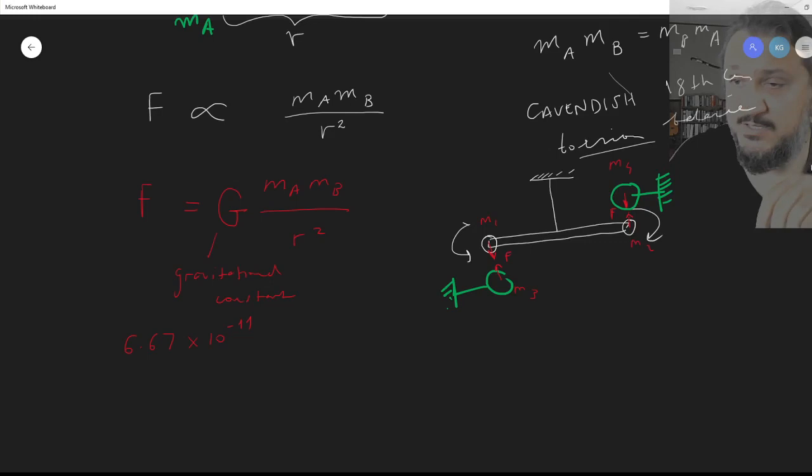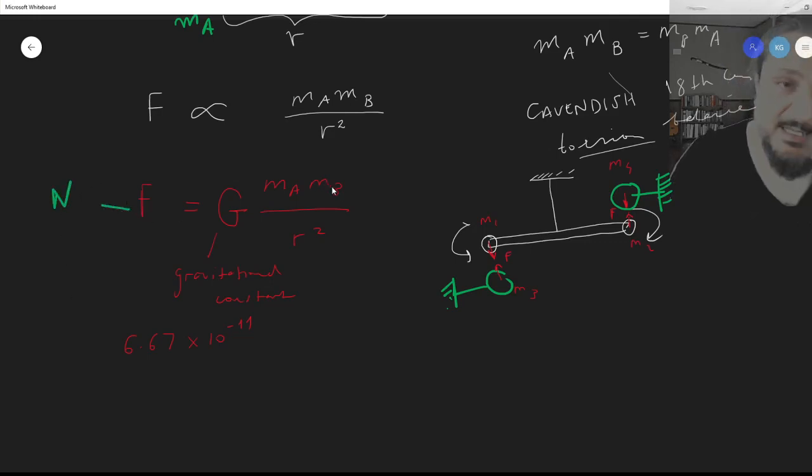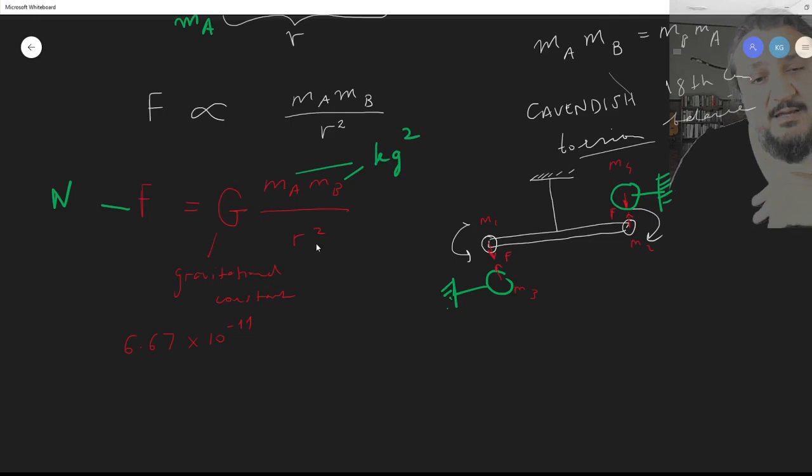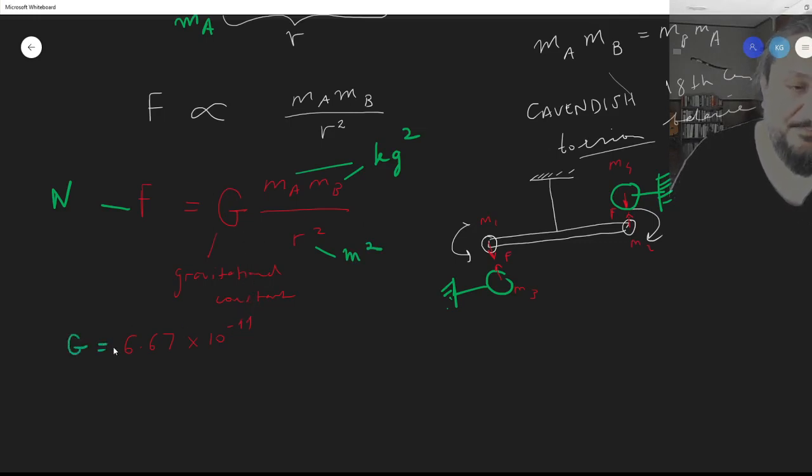So let's find the unit. I said force is measured in newtons. Mass is measured in kilograms, so kilograms times kilograms, we have kilogram squared. And we have here, what? R. R is measured in meters, so this is meter squared. So G here, the gravitational constant, should have a unit that, when multiplied by kilogram squared per meter squared, should give me newtons.